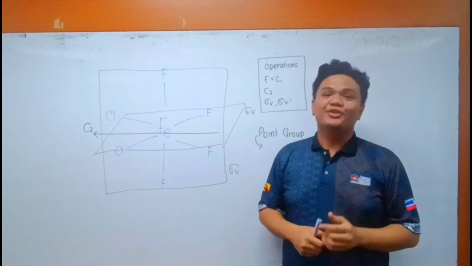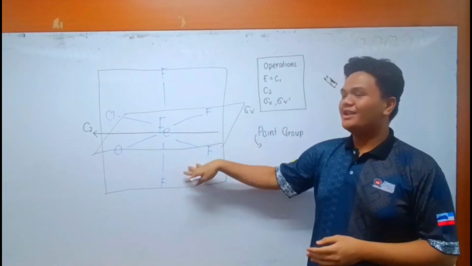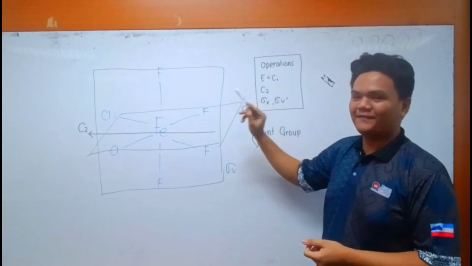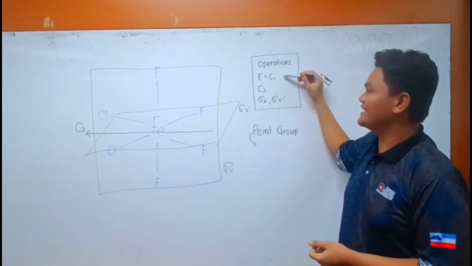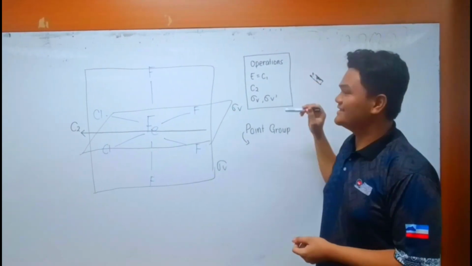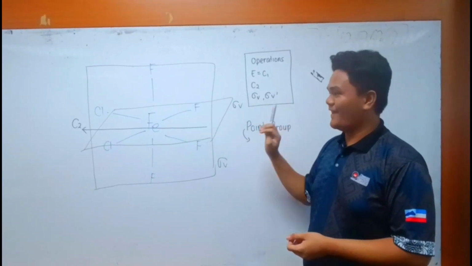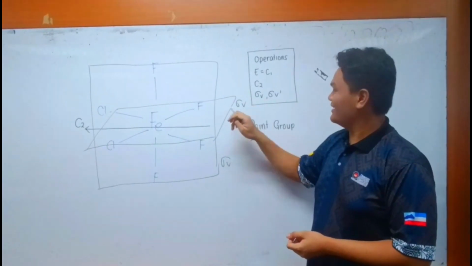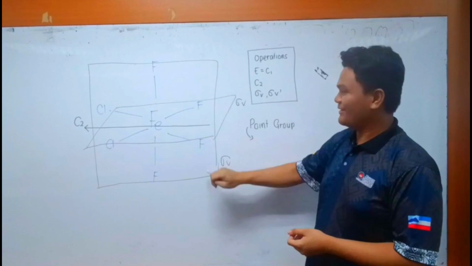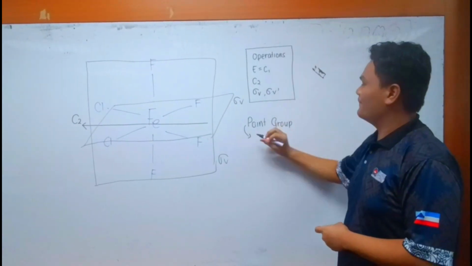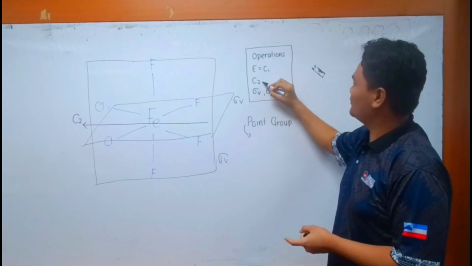So lastly, to find the point group for this molecule, we need to list down all the symmetry operations that we have found before. The first one is C1, the second one is the C2 rotation, and the last one is sigma V, which is the vertical plane, and another vertical plane here. By looking at the operations, we can find that the point group is C2V.